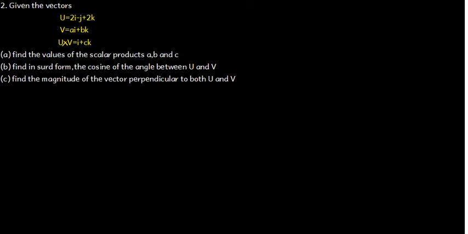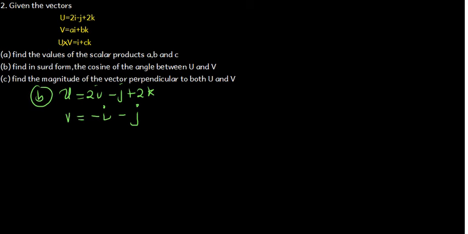Now for question b. Find, in exact form, the cosine of the angle between u and v. So the vector u is 2i minus j plus 2k, and then the vector v, we're going to substitute the values of a and b. We've found negative 1, so negative 1i minus 1j. So the ones will not appear anywhere.